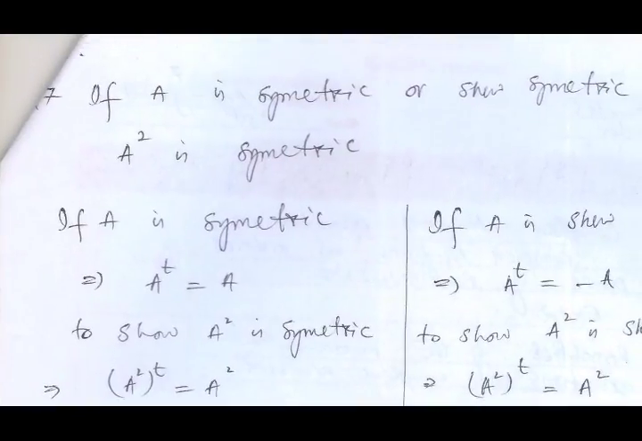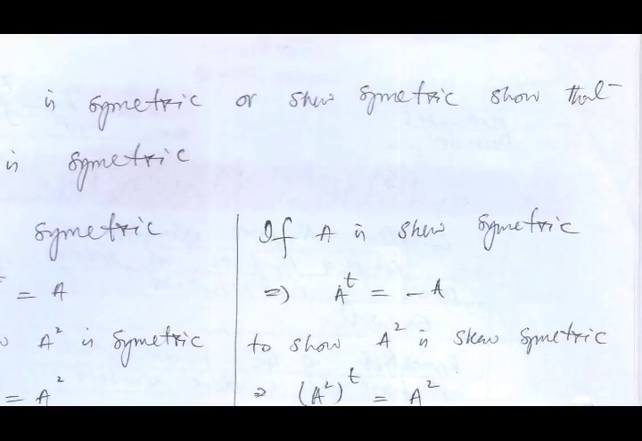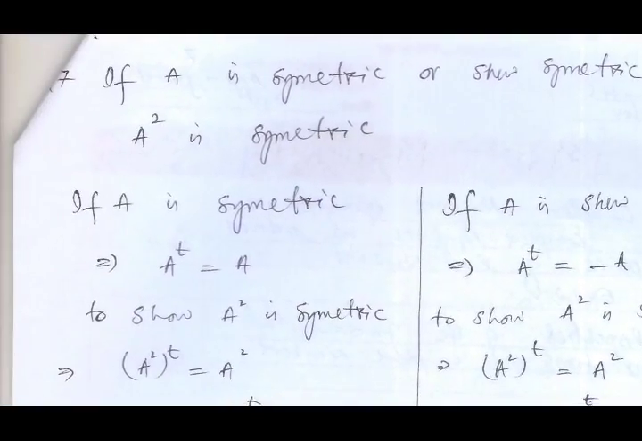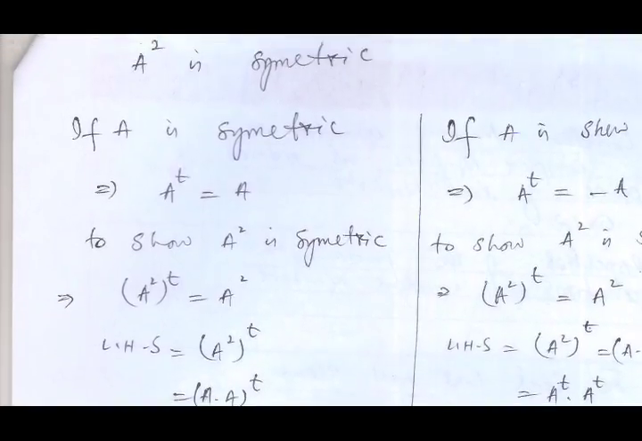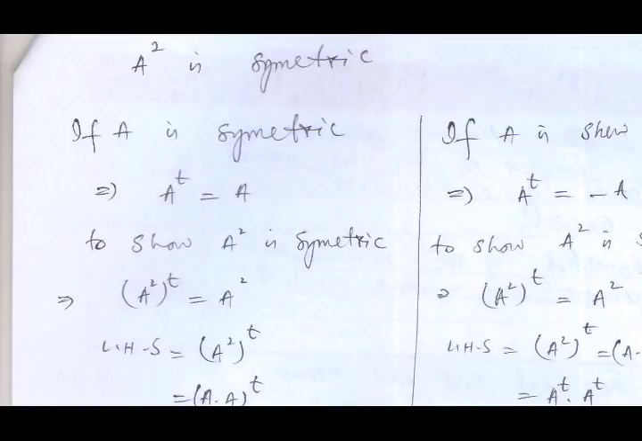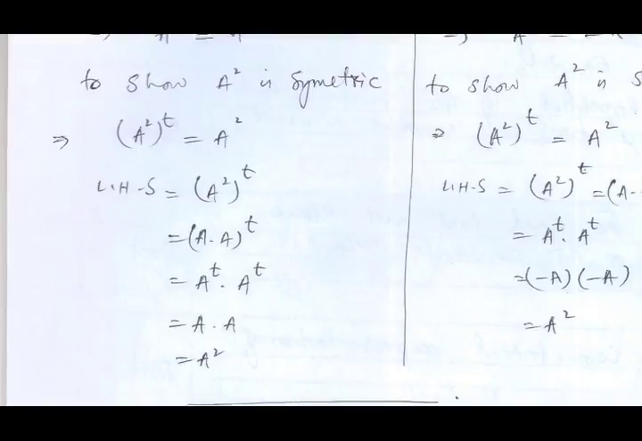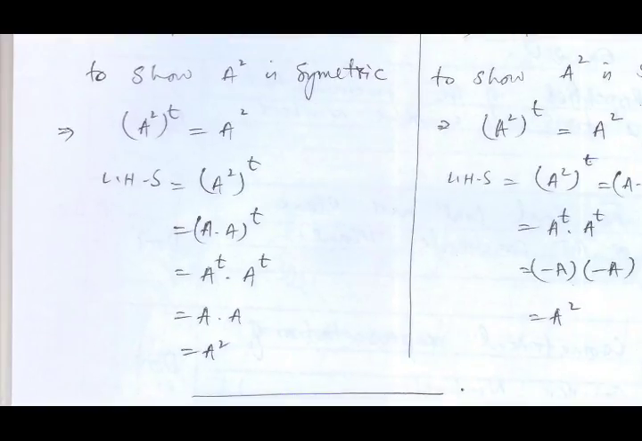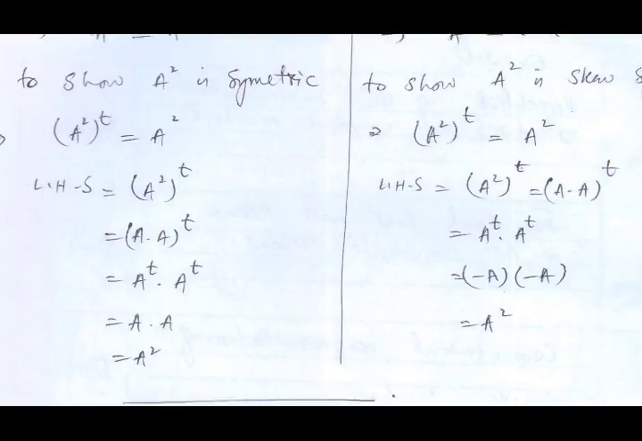In this question, A is symmetric or skew symmetric. Show that A square is symmetric. If A is symmetric, then A transpose is equal to A. Now to show A square is symmetric, A square means A dot A, and we take its transpose. Because A is symmetric, A transpose is equal to A, and A dot A is equal to A square, therefore A square is also symmetric.